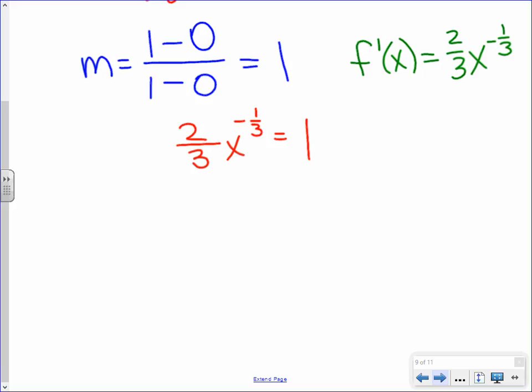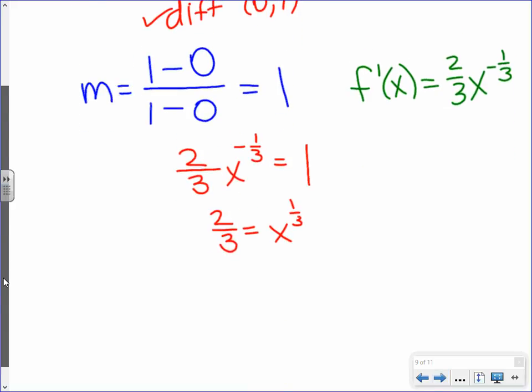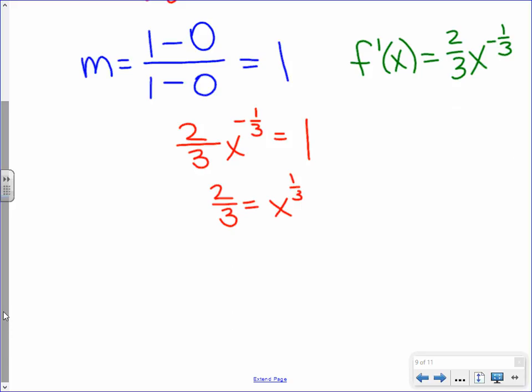So we need to know where is 2/3 x to the -1/3 equal to 1. Which really just means 2/3 equals x to the +1/3, right? We can divide this over. We know it's not going to be 0 because 0 is not in our interval. So x to the 1/3 equals 2/3. Does that make sense? How do we get rid of a 1/3 power? You raise it to the third. Good.